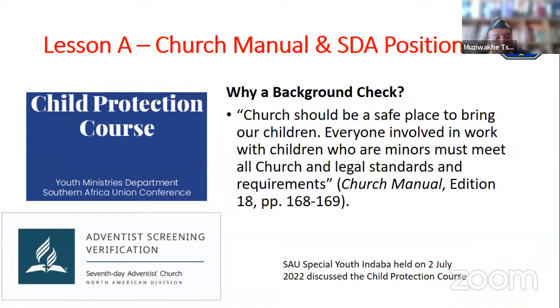The other thing that's very important is that the Adventist screening verification is a worldwide church initiative. It is not something that the conference requests us to do because they are trying to be difficult. I just want to encourage us leaders to ensure that we go through screening verification.